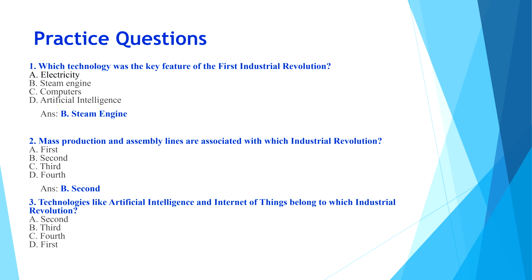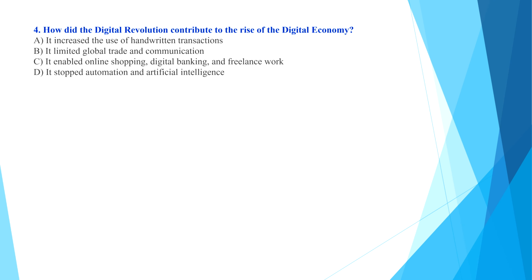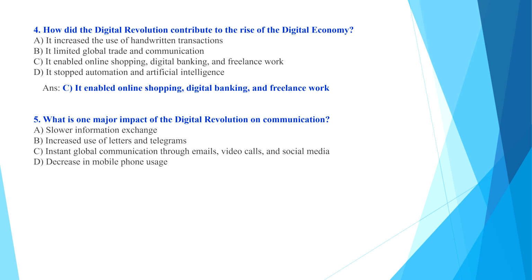Third, technologies like artificial intelligence and Internet of Things belong to which industrial revolution? And the answer is the fourth industrial revolution. Fourth, how did the digital revolution contribute to the rise of the digital economy? And the answer is it enabled online shopping, digital banking, and freelance work. Fifth, what is one major impact of the digital revolution on communication? And the answer is instant global communication through emails, video calls, and social media.